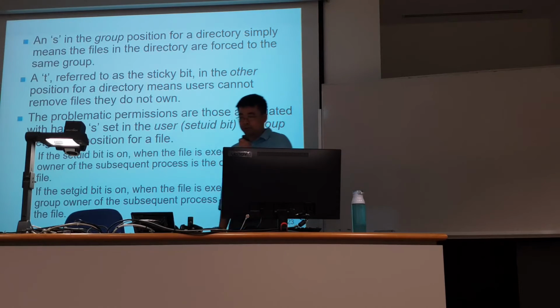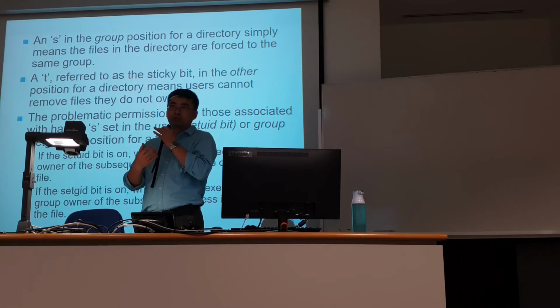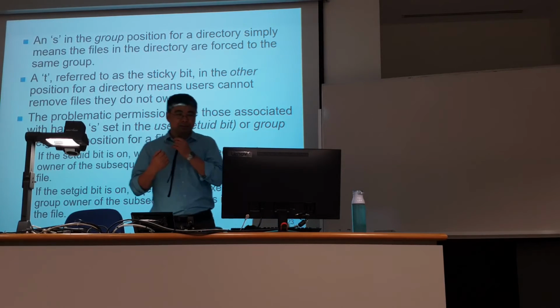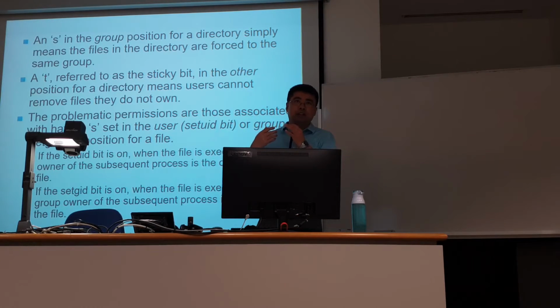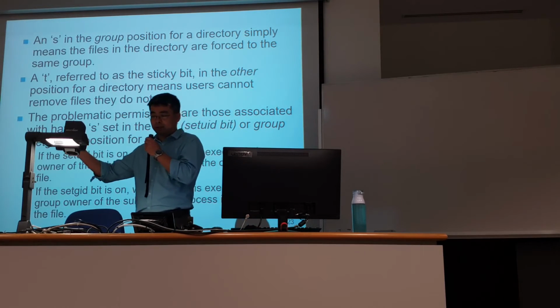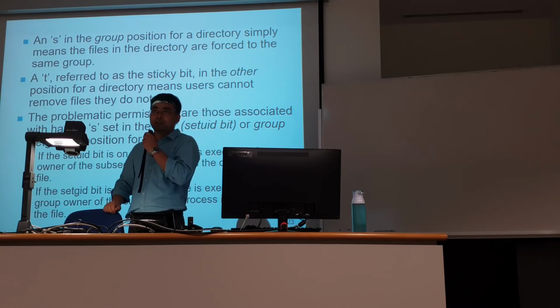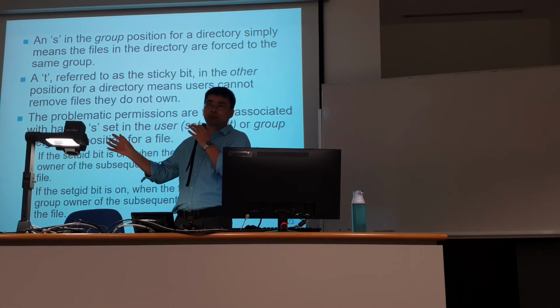So what does it mean? It means anyone who can execute the file will have the permission of the owner. Basically, in one sentence, set UID means anyone who executes the program will have the permission of the owner of the program. For example, you create a program. You put the program in the Unix machine. You own the program. And now you allow other people to execute the program.